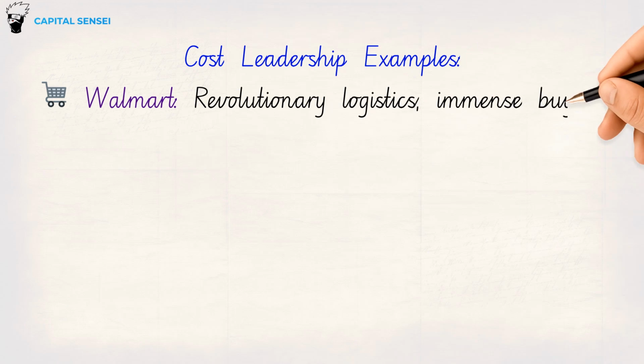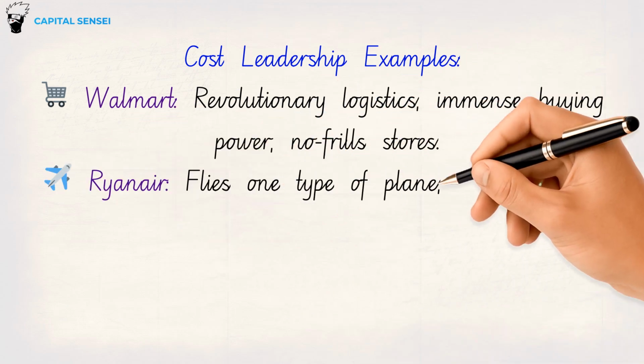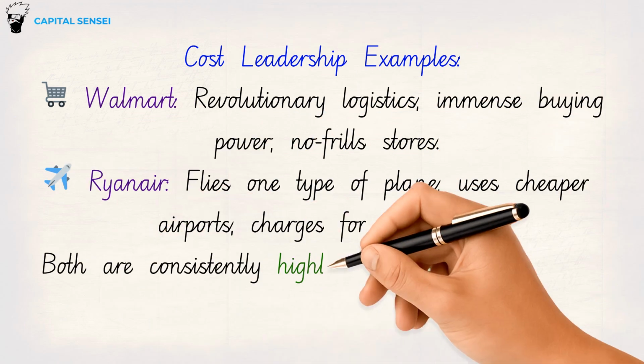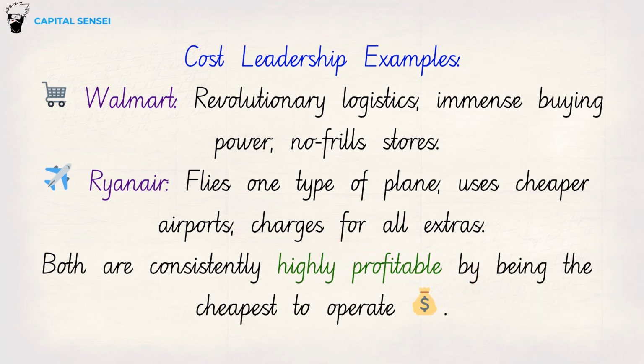The classic example of a cost leader is Walmart. Sam Walton built the entire company around one idea: offering customers the lowest possible prices. They achieved this through a revolutionary logistics and supply chain system, immense buying power that squeezed suppliers, and a no-frills store experience. They didn't just sell cheap, they were built cheap.